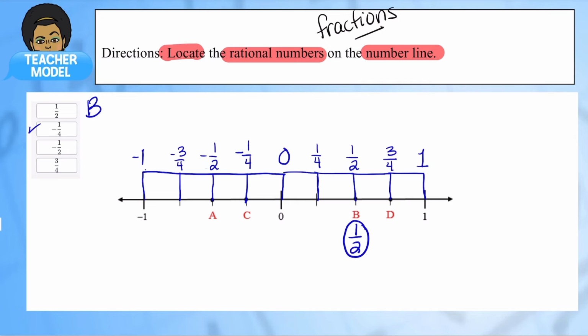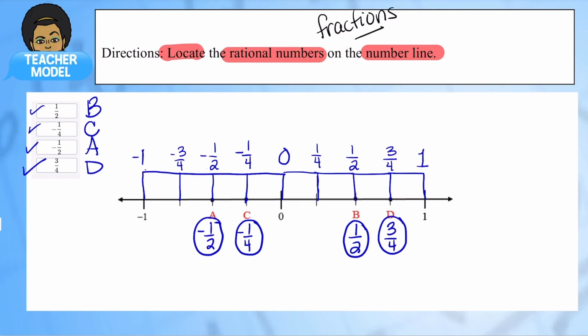Next, I have to label and locate negative 1/4. So I'm just going to look at the negatives to the left of 0, and here it is, negative 1/4. It's C, negative 1/4. Negative 1/2, again, I'm looking to the left of 0, and I can see it, negative 1/2. It was at A. And lastly, 3/4 is a positive, so I'm looking to the right of 0, and here's 3/4, and that was D.